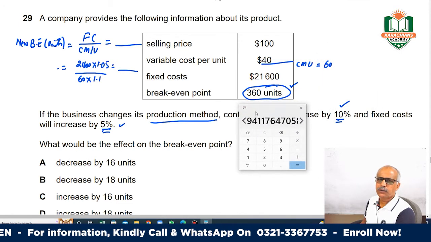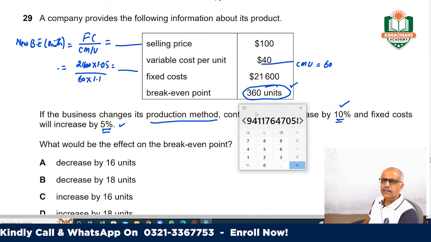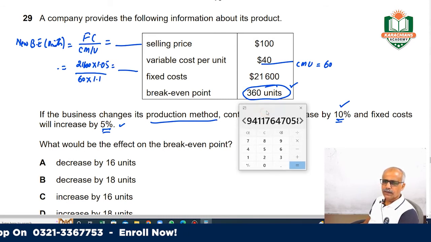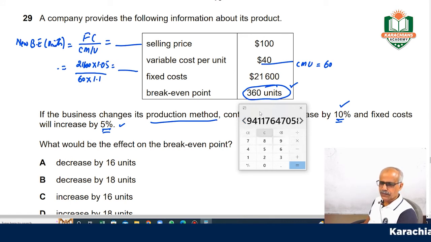As I was telling you, this February-March semester paper of 2020 was a very easy paper compared to the previous years.